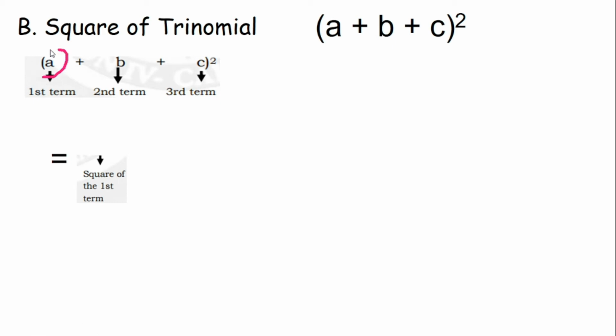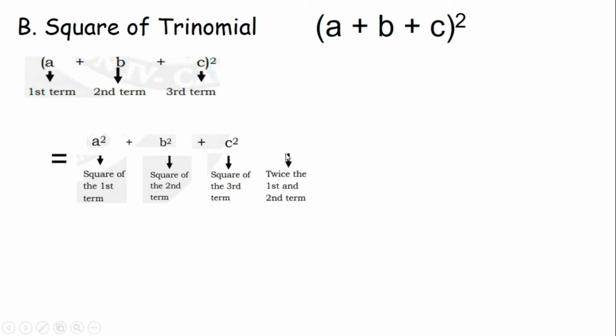So first term natin ay A, that's why A squared. Next step, square the second term naman. Second term natin ay B, so that is B squared. Third is square the third term. Ang third term natin ay C, square naman natin C. Okay? And then the next is twice the first and the second term. Twice. Times ulit natin sa 2. Sino daw? Si first term, so si A yan, at saka si second term, si B yan.